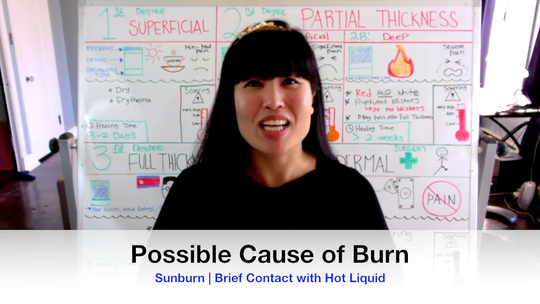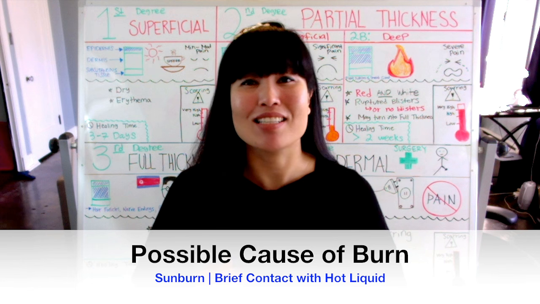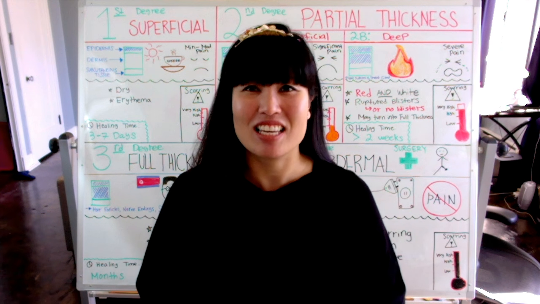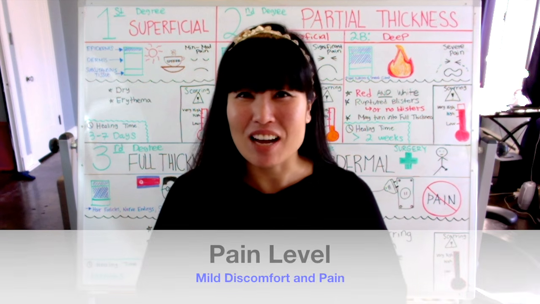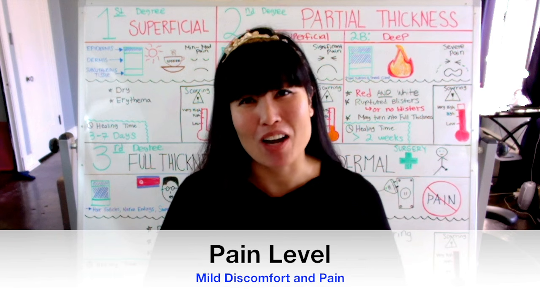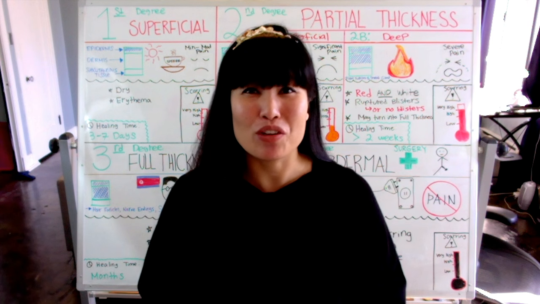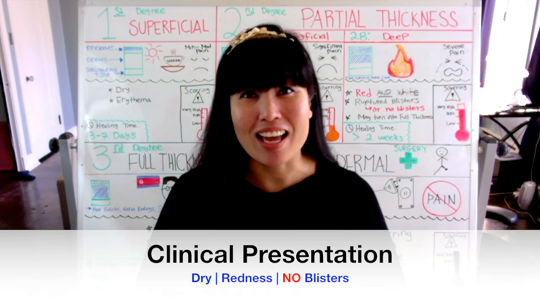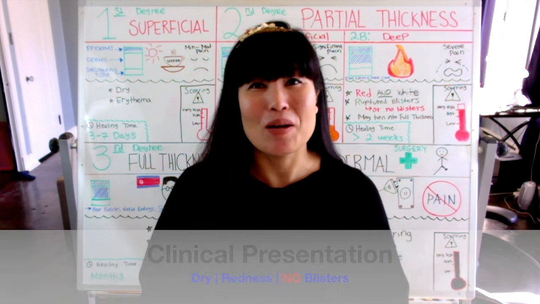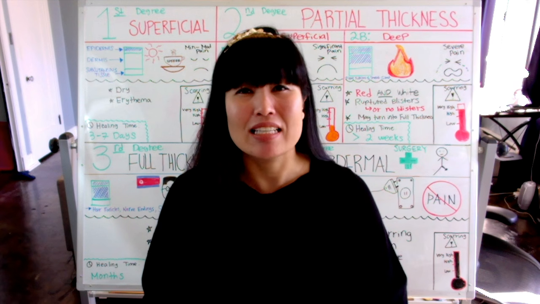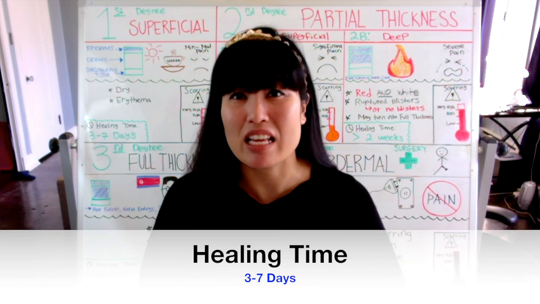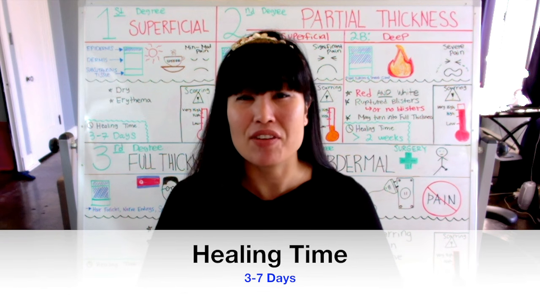Okay, so think back to a time when you had a sunburn and what that looked like and what that felt like and how long it took to heal. Mild discomfort, hardly excruciating. You'll probably have minimal or moderate pain level. And what will you see? It'll be dry. You'll see some redness. You may see some peeling, but no blisters at this point. And how long would it usually take for a sunburn to heal? Less than a week, right? So I put 3 to 7 days.